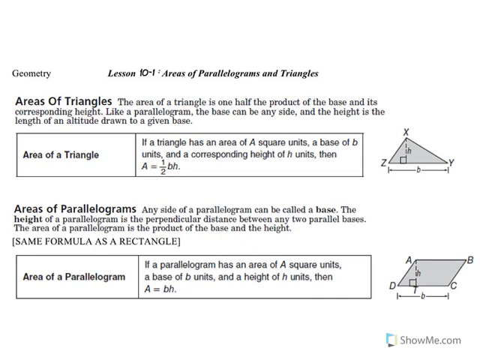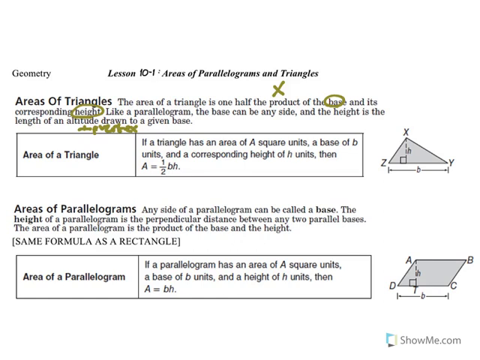So let's get started. We're going to start with areas of triangles because that's hopefully something that you've seen before. The area of a triangle is 1/2 the product, multiplication, of the base and its corresponding height. So we've got base and we've got height. Like the parallelogram, base can be any side, but height is the length of the altitude drawn from the given base. Remember, altitude is vertex and perpendicular. So altitude is both perpendicular and vertex.